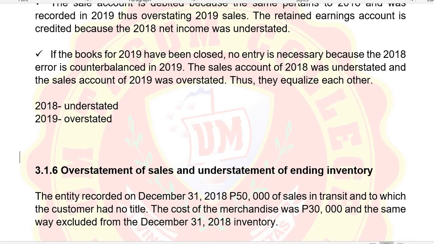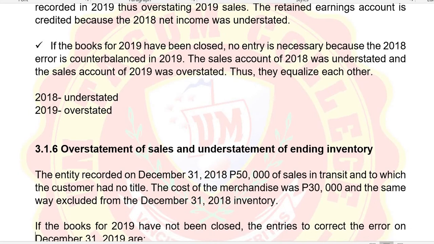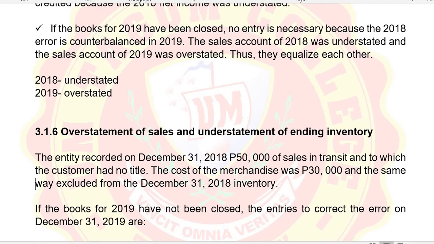Okay? Overstatement of sales and understatement of ending inventory. Okay. The entity recorded December 30, 2018, 50,000 of sales in transit and which the customer had no title. Okay? Kasi 'di ba, pag sales mo na siya, of course, kung proper siya na sales, you don't need itong include in the ending inventory kasi hindi naman ikaw yung owner ng goods. So, if di pa siya sales, no? So wala pang transfer of ownership, of course, ikaw dapat ang mag-report pa ng inventory kasi wala pang na-transfer ang title kay customer.